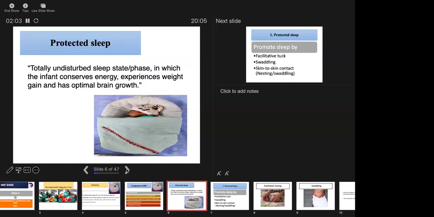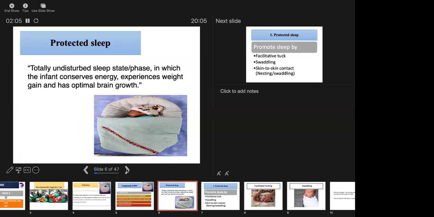Coming to protected sleep, it is a totally undisturbed sleep state or phase in a baby. It is during sleep that the baby conserves energy. During sleep, there is not much activity, so there is conservation of energy. The baby gains maximum weight during sleep, and brain growth is also optimal during sleep. Among all the phases in a baby's life, it's during sleep that brain growth, synaptic connections and dendritic growth are maximum. So that is the importance of sleep in a baby.